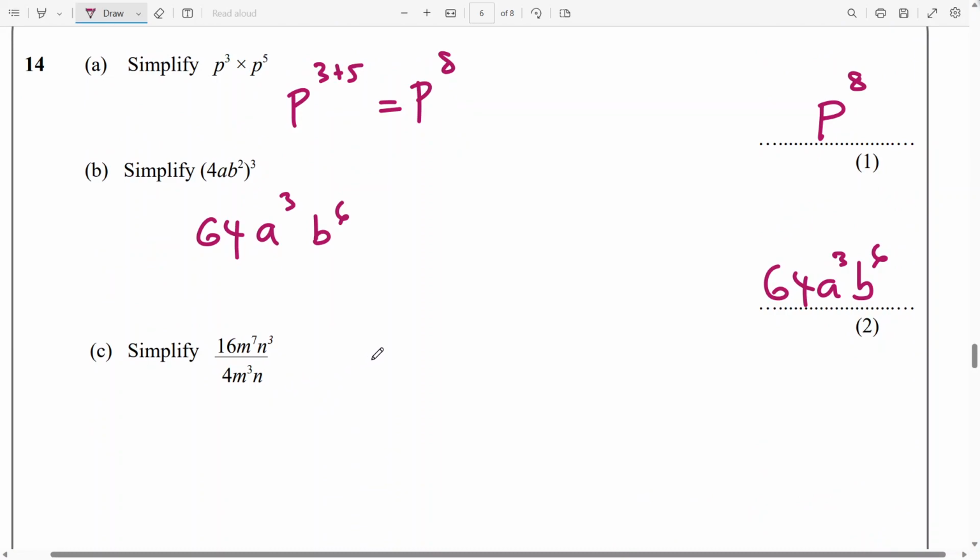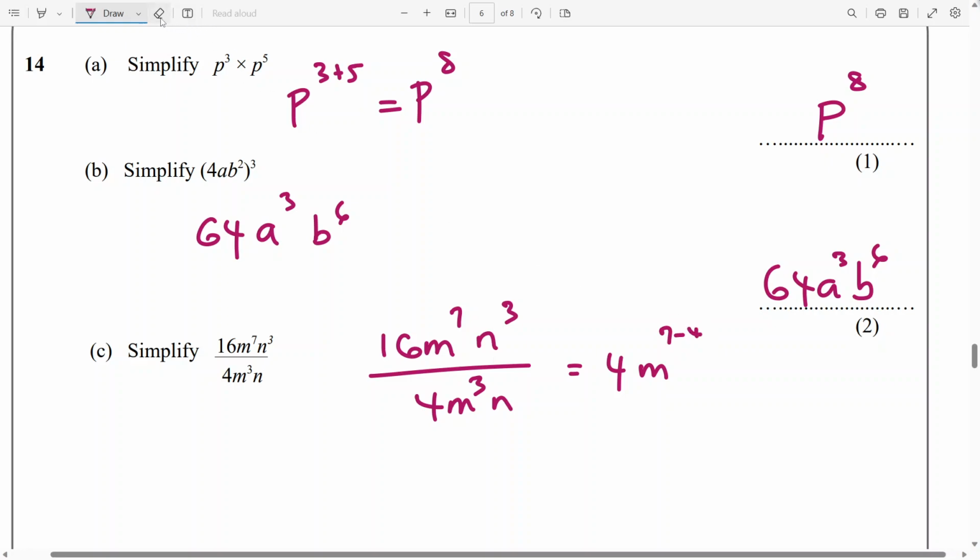And number c: 16m to the power of 7, n to the power of 3, divided by 4m to the power of 3 times n. So 16 divided by 4 is 4, okay. And m to the power 7 divided by m to the power 3, that's m to the power 7 minus 3, which is 4, okay. And n to the power 3 minus 1, because the power here is 1. So the answer simplifies to 4m to the power of 4, n to the power of 2.